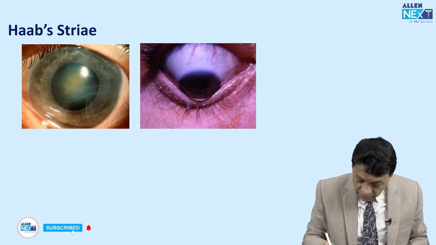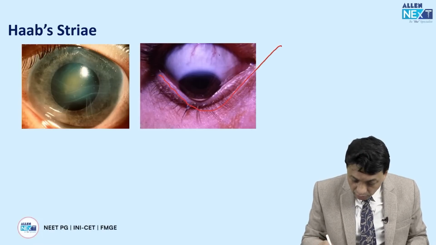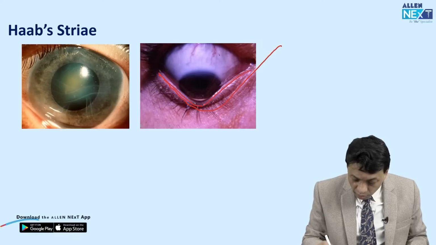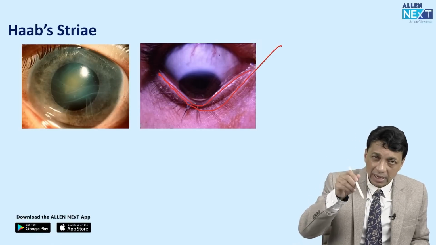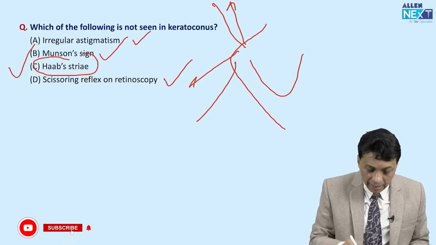And you see here the Munson sign. When we ask the patient to look down, you can see what is happening to the lower lid. The lower lid forms almost a triangle like a notch as it gets compressed and depressed by the cone here. So the answer here is Haab's striae.